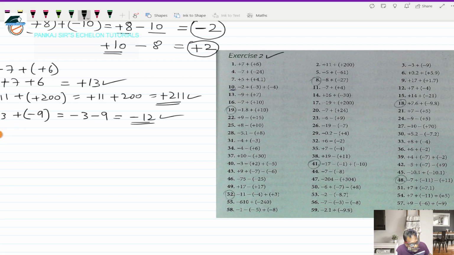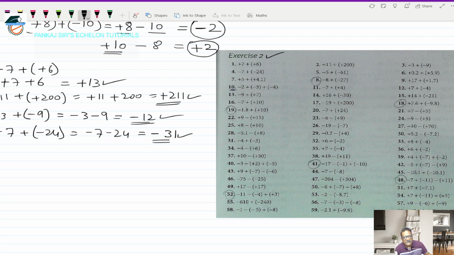Fourth says that minus 7 plus a minus 24. Okay, so again I will first get rid of the bracket. Minus 7, now this plus into minus is minus, so minus 24. Now these are two directed numbers with the same sign minus, so I'll put a minus sign over here, and then I'll add this 24 and 7. That makes it how much? 24 and 6 is 30, so 31. So this is the answer, minus 31.